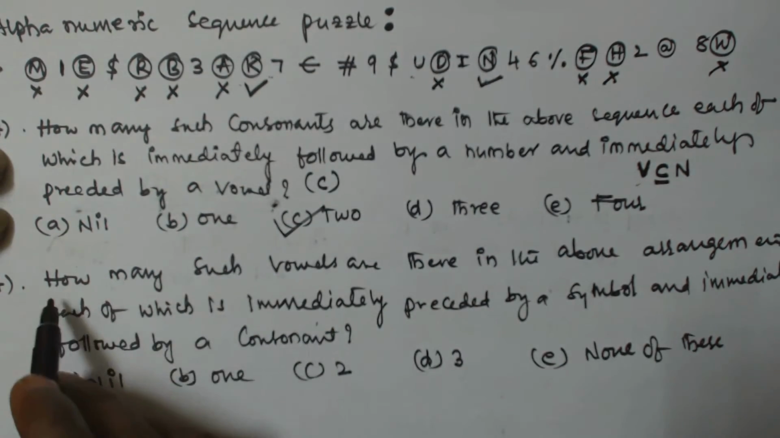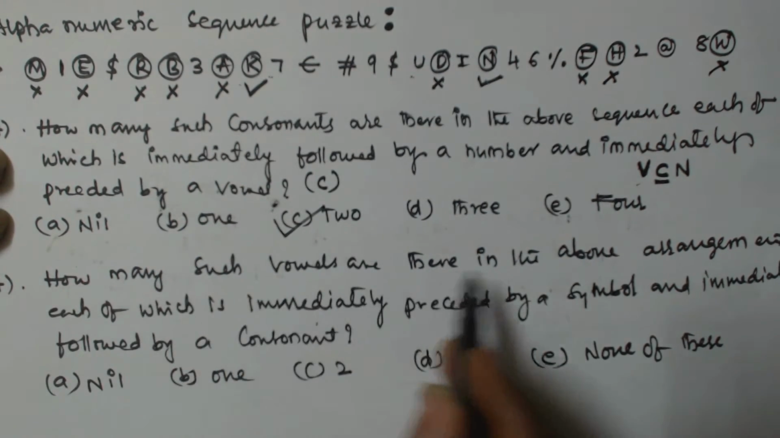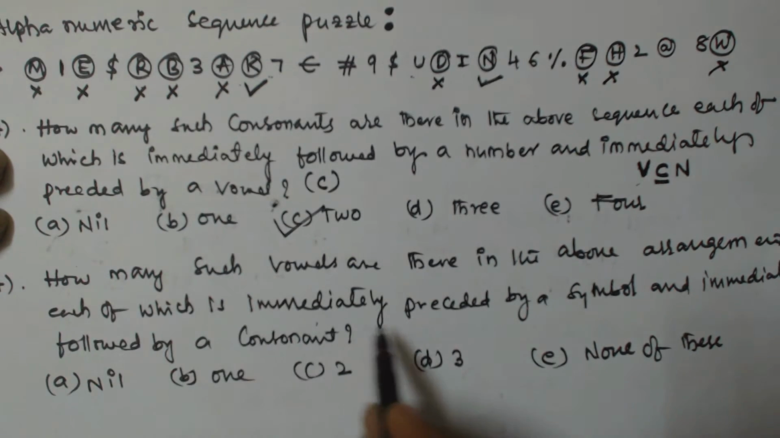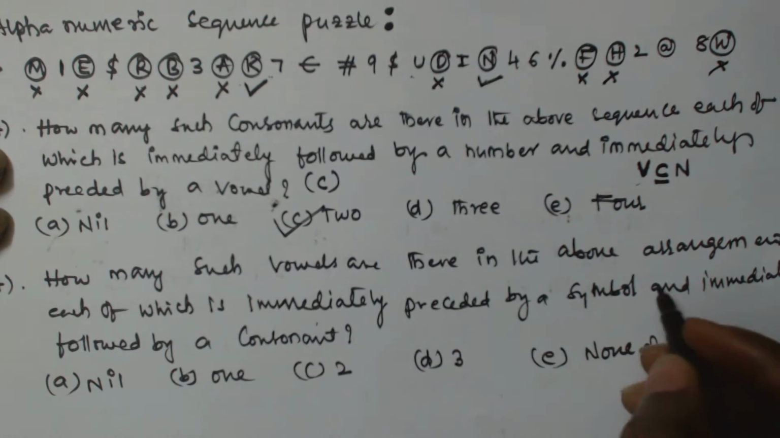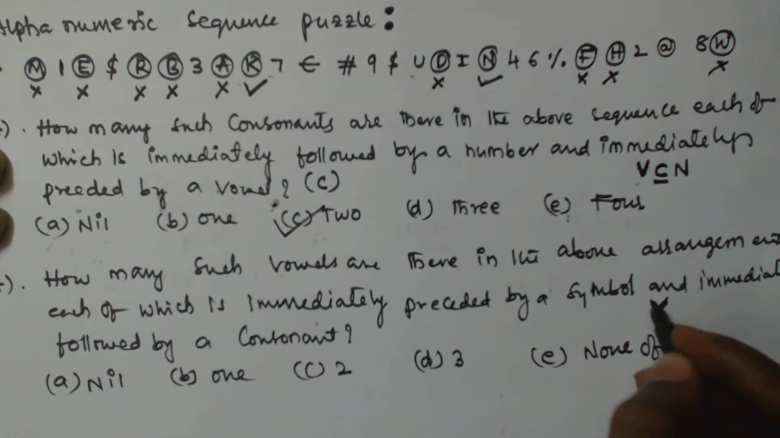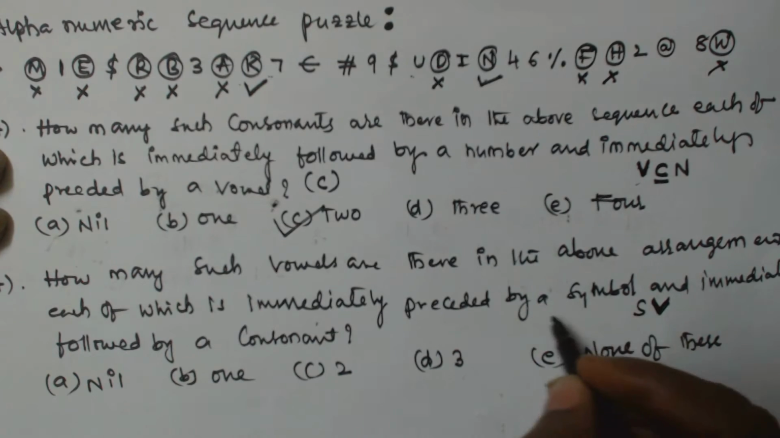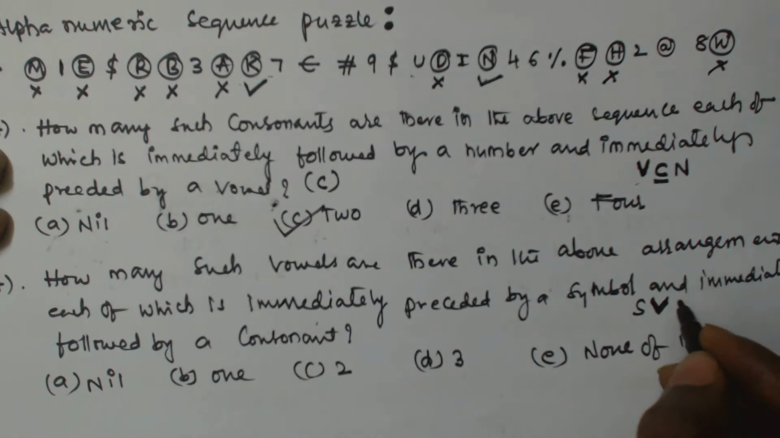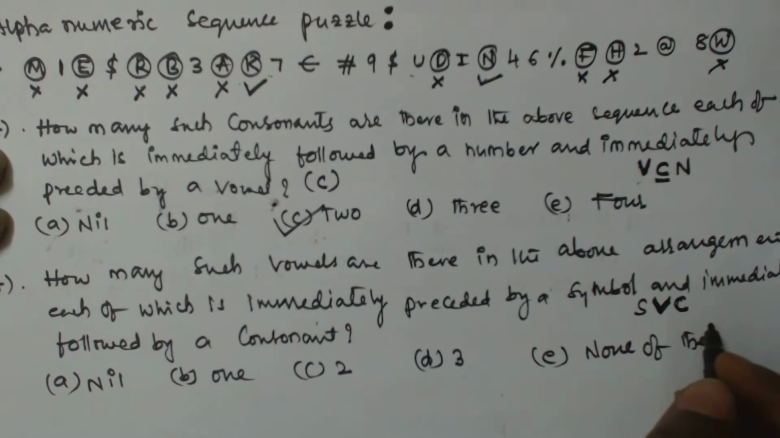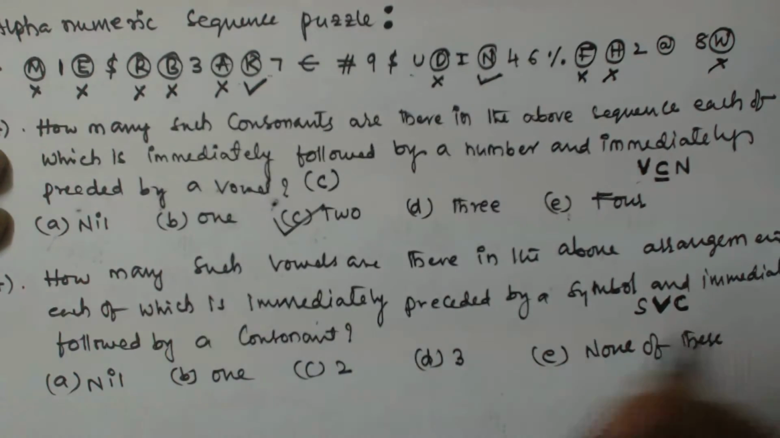Okay. So next we have to find how many such vowels are there in the above arrangement, each of which is immediately preceded by a symbol. So we have a vowel and it is preceded by a symbol and immediately followed by a consonant. Okay, vowel, and it must be preceded by a symbol and it must be followed by a consonant. So let us consider all the vowels.